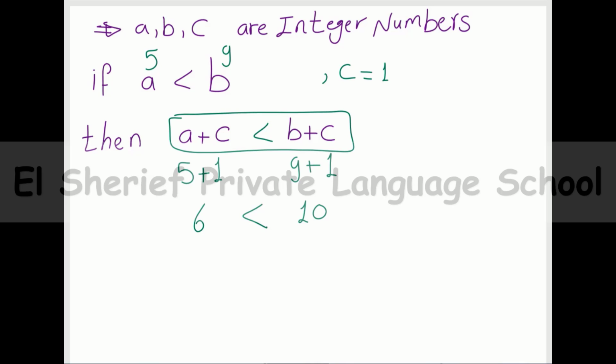So this is the first property of addition in inequalities. I can say that when I add the same number to both sides of the inequality, the sign of the inequality is fixed. Here less than, here less than. Okay.